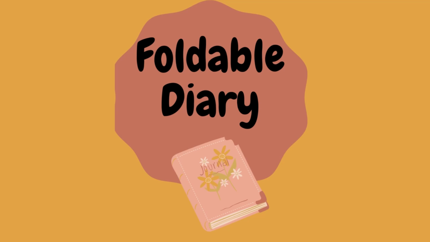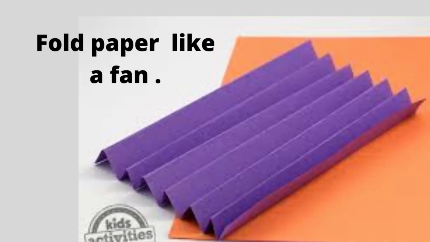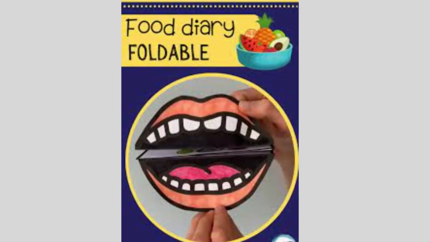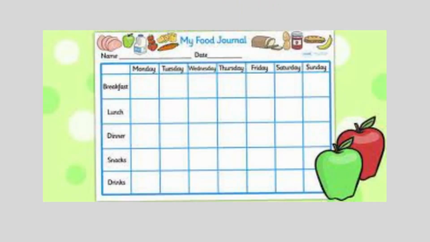Now let's make our foldable diary. First, we need to draw a mouth on a piece of paper and cut your mouth in half. Then you're going to fold your paper like a fan so that you can write what you eat for breakfast, lunch, dinner, and snack time. Now all you need to do is stick them together and write what you ate for the day on your food diary. And it opens just like this, so you can see what you ate for the day. Now if you can't write, you can draw it.